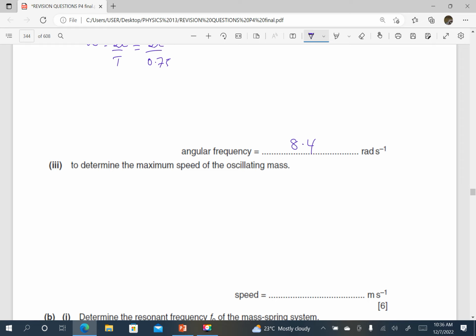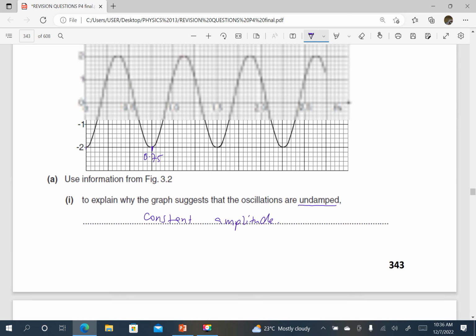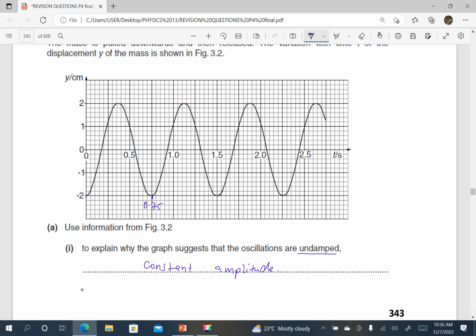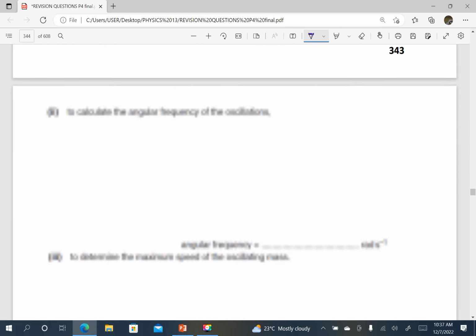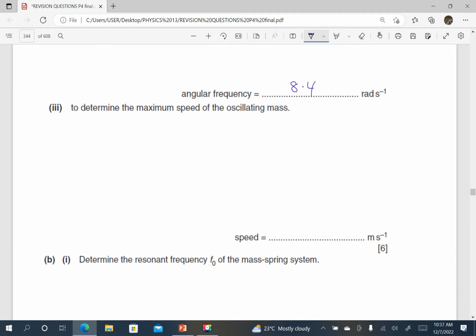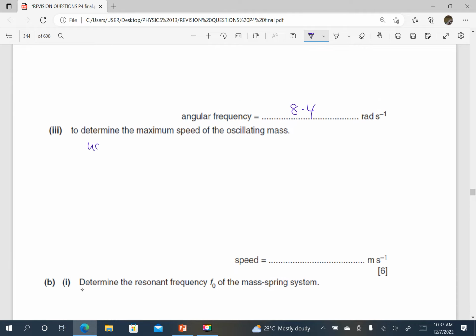The maximum speed of the oscillating mass. Of course, maximum speed can be found at the point where the graph is crossing the x-axis, which can be got from the gradient. If you want, you can get it from the gradient by drawing a tangent there. You draw a tangent at that point and find the gradient, because this is a displacement against time graph, and from AS we can use the gradient, but me I will not use the gradient. So you can use the gradient. That is an assignment.